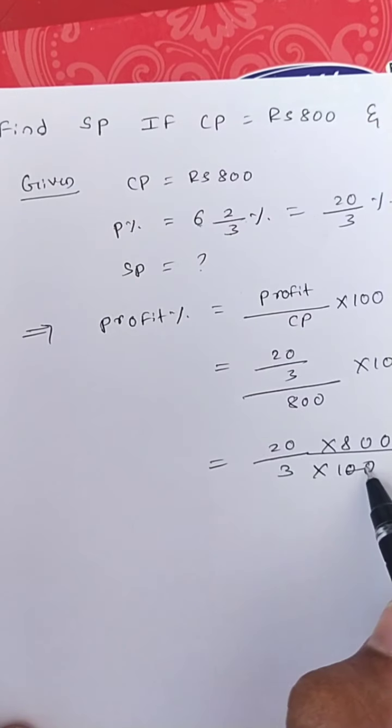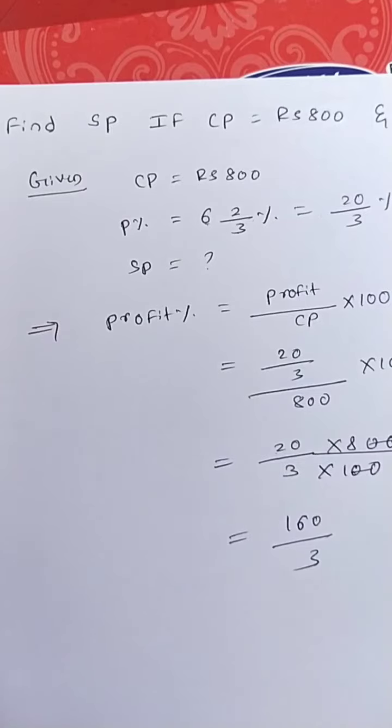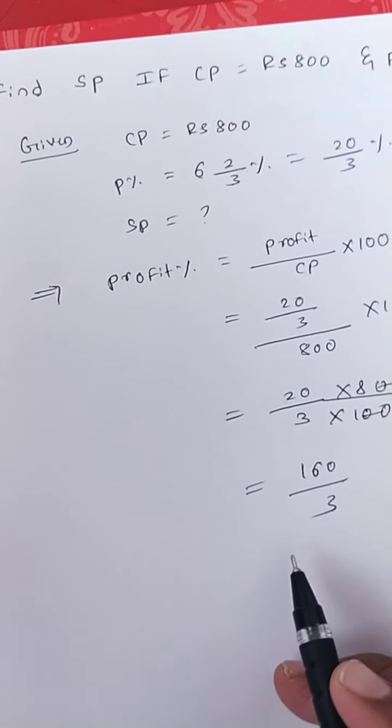See here, this 2 gets cancelled. So 8 2s are 16, that is 160 divided by 3. We got the value of profit, 160 divided by 3.